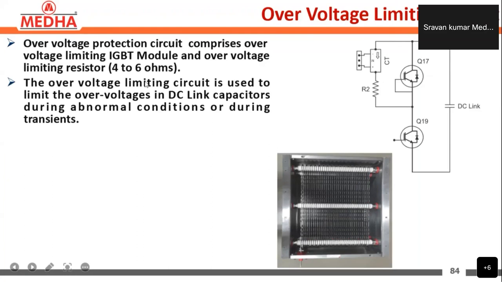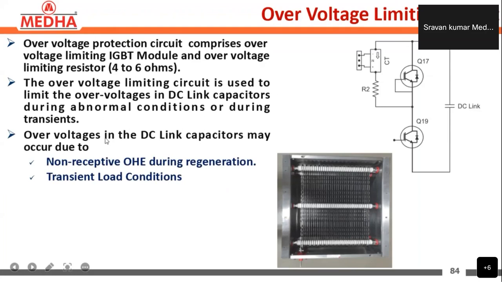The over voltage limiting circuit is used to limit the over voltage in the DC link capacitor during abnormal conditions or during transients. Over voltage in the DC link capacitor may occur due to over voltage with a non-receptive OHE during regeneration and transient load conditions. These are the conditions where we get the over voltage in the DC link capacitor.